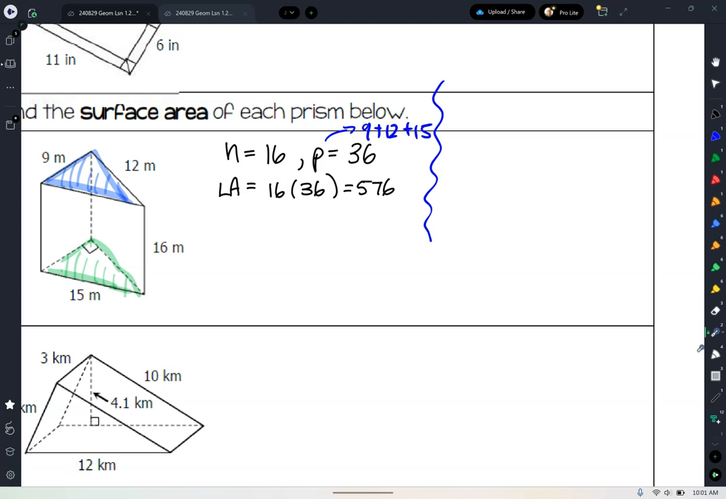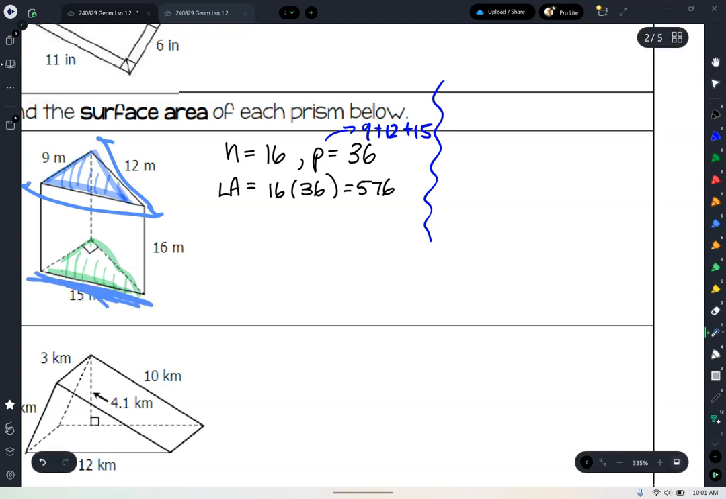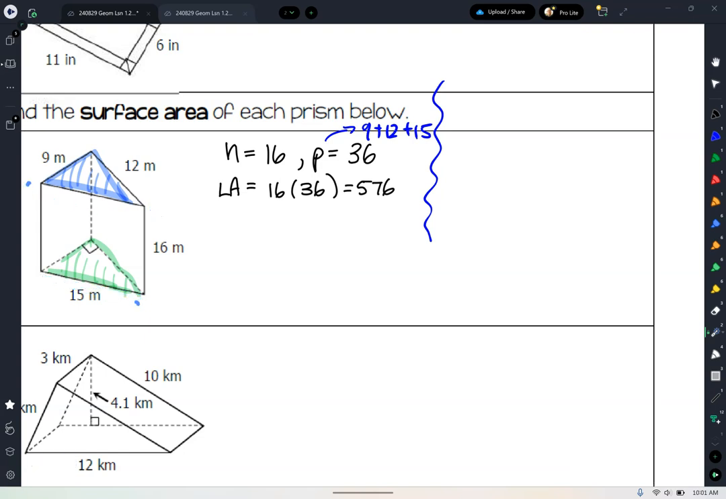It's not 12. It's 9 plus 12 plus 15, because that lines up with this side of the base. If we took those two shapes and collapsed them right on top of each other, this side right here would line up with this side right here. And that's 15. Good question. Thanks, Honor.